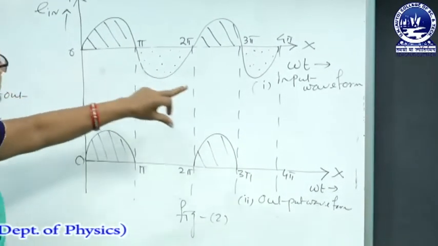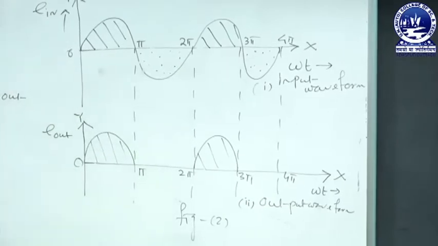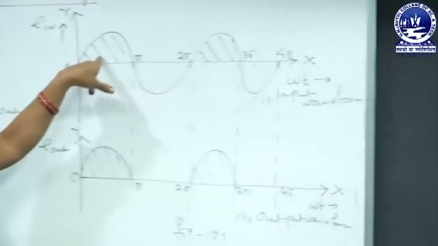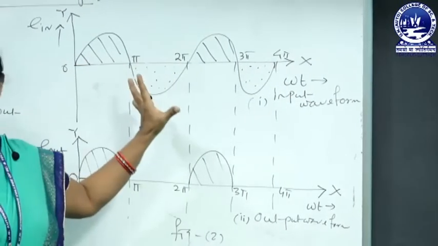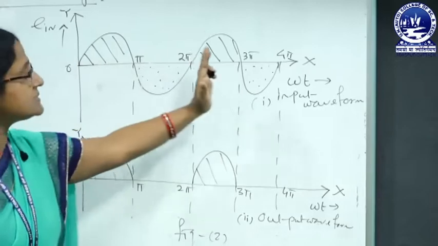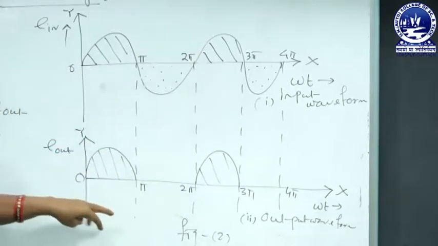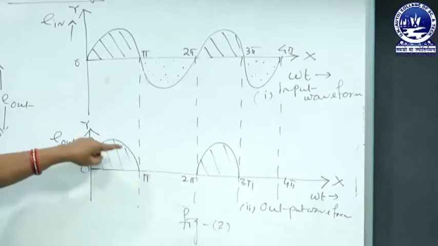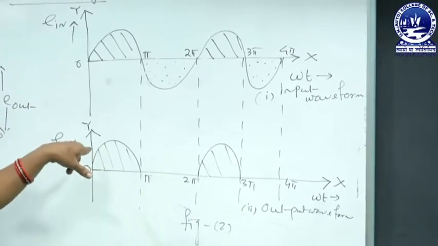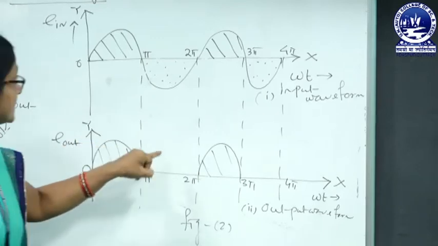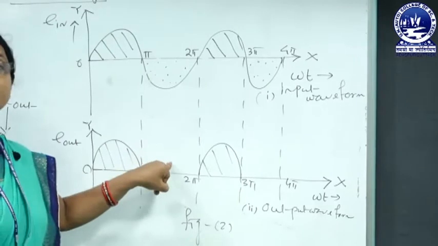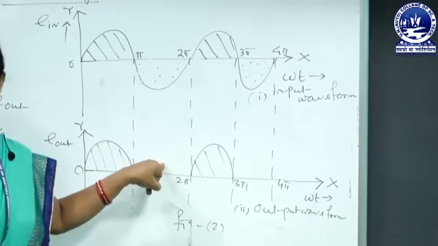this is the input waveform, what we fed at the input, that is AC. From 0 to pi is the positive half and pi to 2 pi is the negative half cycle, and this process is continued. But we observe that in figure 2ii, the output waveform, only during the positive half does current flow, but during the negative half, that means pi to 2 pi, there is no flow of current. How is it obtained? So that is the operation of the half wave rectifier.